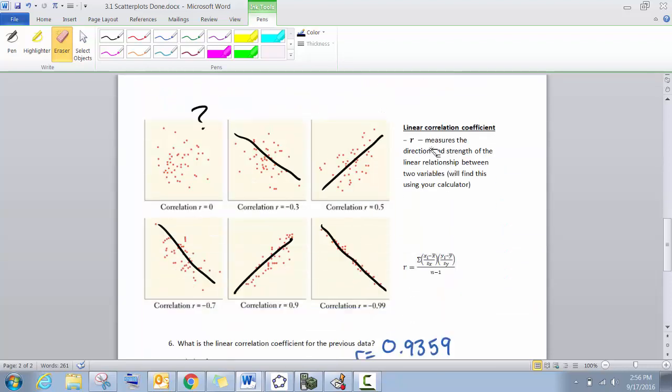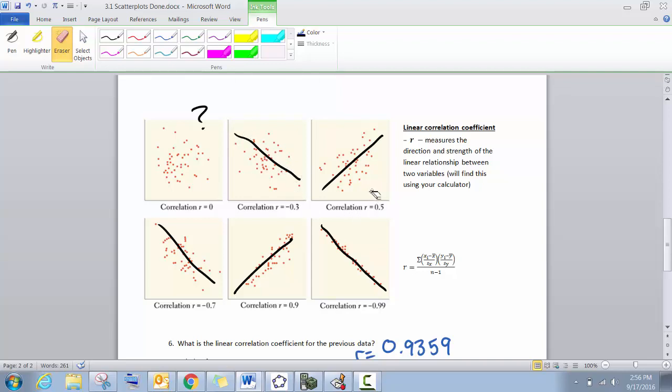So the linear correlation coefficient, r, lowercase r, measures the direction and strength of the linear relationship between two variables. And we're going to use our calculator to find this. If we look at a graph like this, the correlation is 0. There's no pattern. You can't see any lines here. Correlation of negative 0.3. Points are kind of scattered about, but you can see a pattern, and it is negative, so that's why it's negative 0.3.